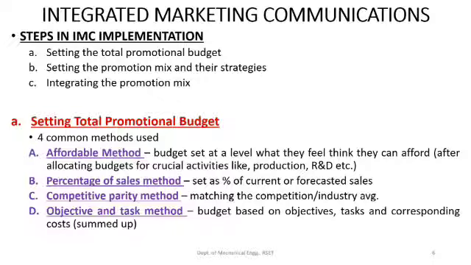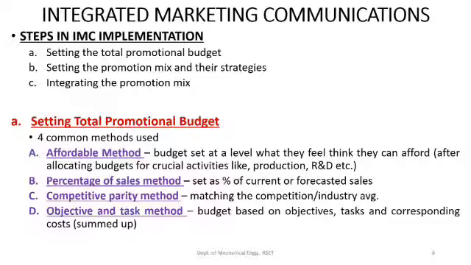The very first method is called the affordable method. Now, in the affordable method, this is one of the simplest methods that you can employ. And here, the budget is set at a level that the company feels and thinks that they can afford. So as the name suggests, the budget is set to a level that the company finds affordable. So it is a budget that is set after allocating budgets for crucial activities like production, R&D, etc.